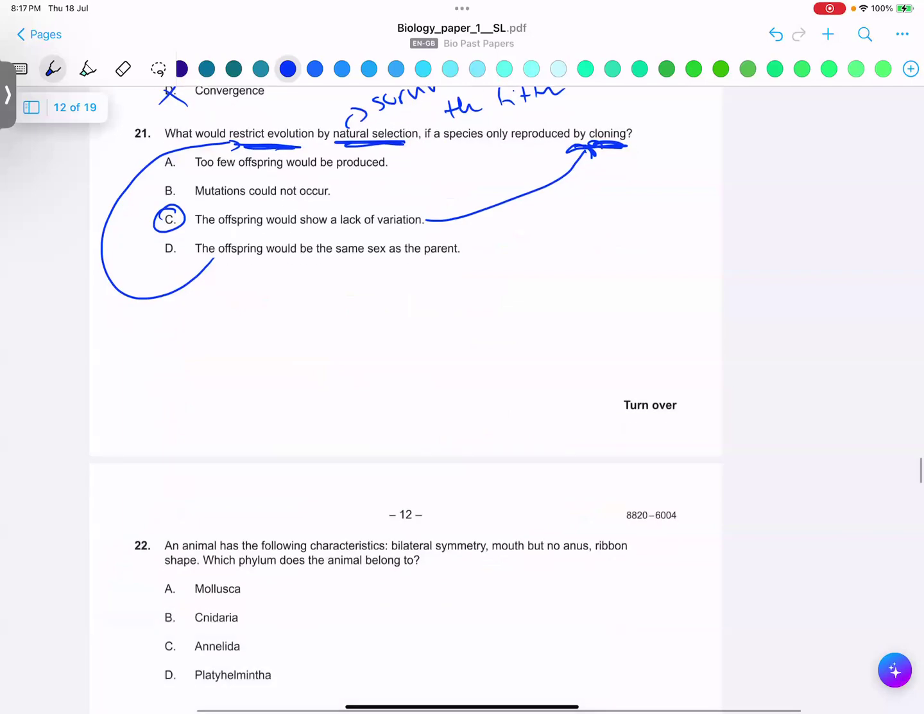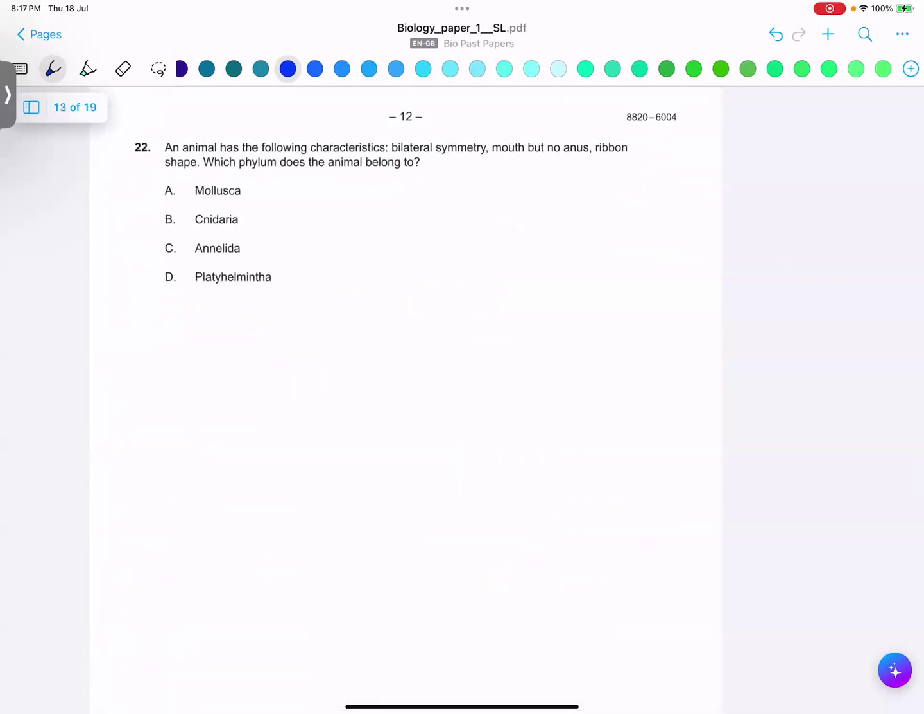Okay, then an animal has the following characteristics: bilateral symmetry, mouth but no anus, ribbon shape. What phylum does this animal belong to? In this case, it's not Mollusca, not Cnidaria, not Annelida. It is Platyhelminthes.